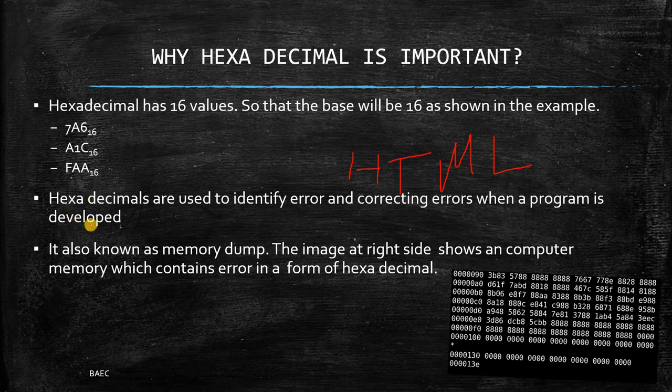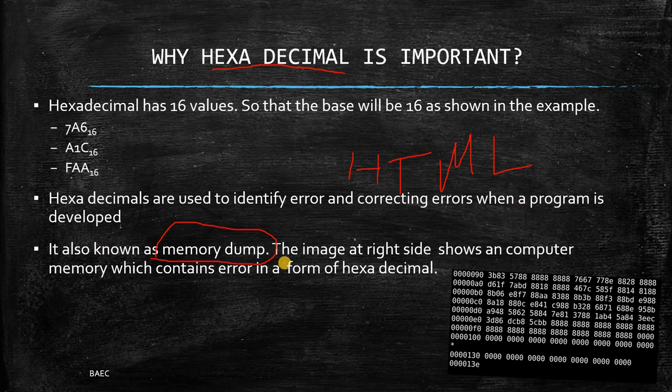This is used to identify errors. Here the picture shows, right? When you are developing any program or software, it is possible to make errors. These errors will be stored in a computer in the form of hexadecimal. When these values are printed on screen, that is known as a memory dump. The errors of the computer memory will be shown on the screen or printed as an output on the monitor. That is known as a memory dump. The image at the right side shows it, right? Hexadecimal is used to identify and correct errors when a program is developed.